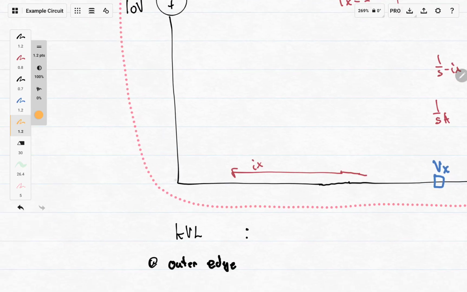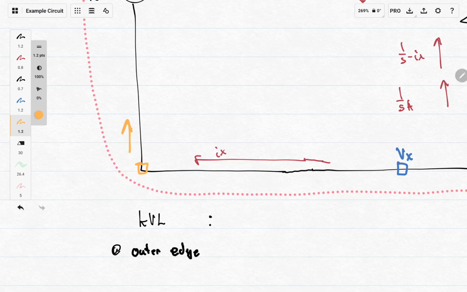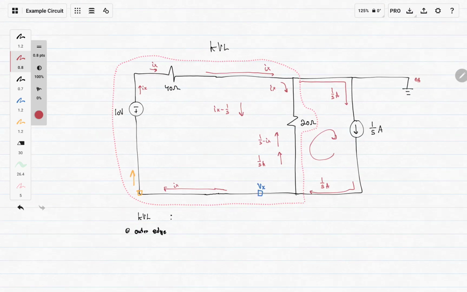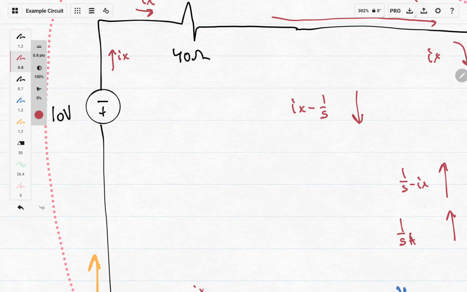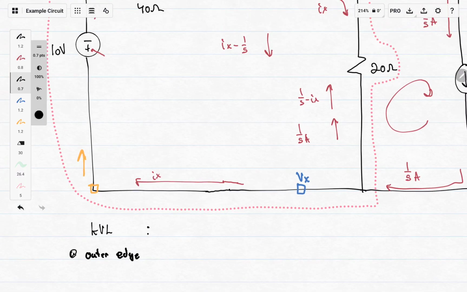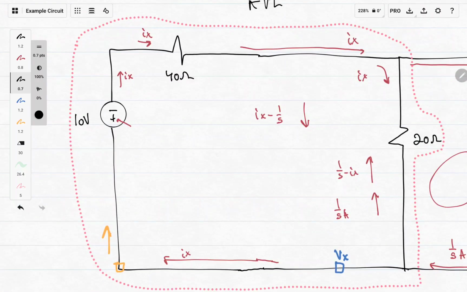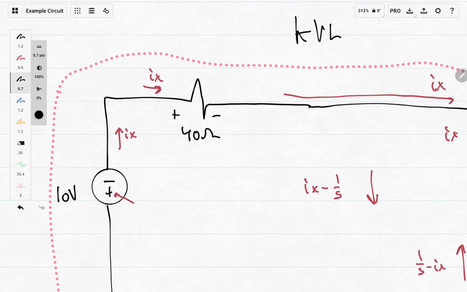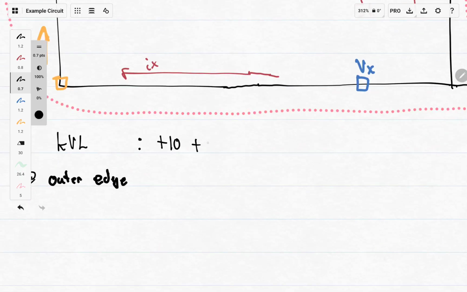So I like to start at the bottom left corner, and I'll be going up through here. So the first thing we encounter is a 10 volts. Compared to the KCL, you could just take the first one that you see. So this would be a plus 10. And next we go through the 40 ohm resistor. And because current goes from plus to minus, we could say that this is plus 40 times Ix.